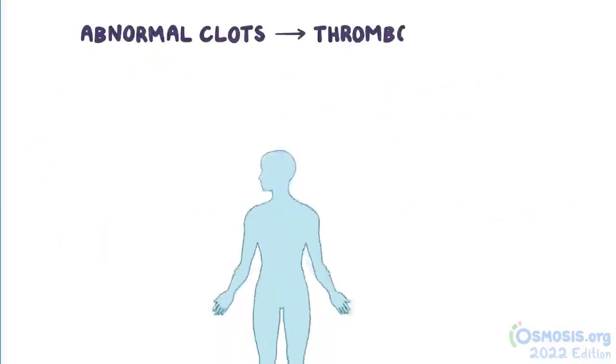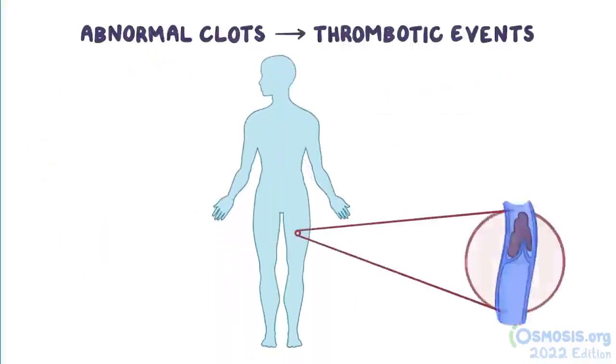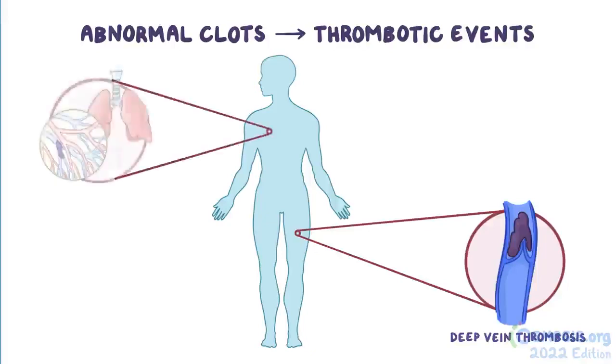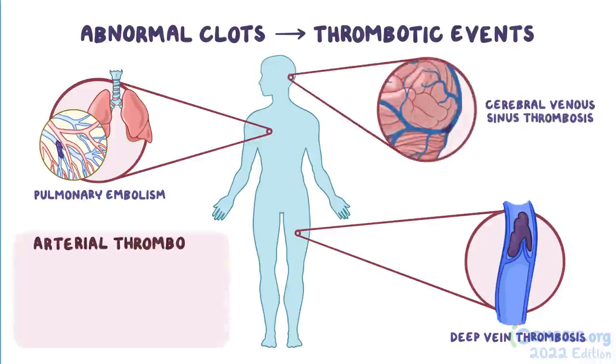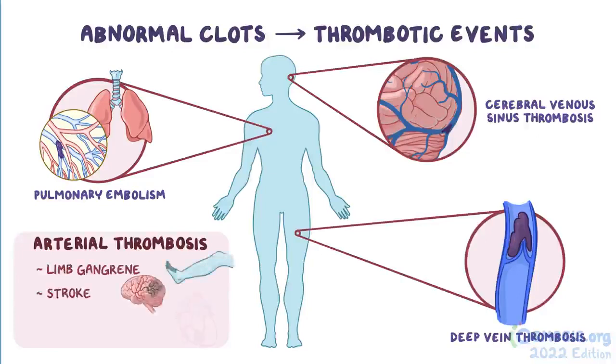Now, the widespread formation of abnormal clots can lead to life-threatening thrombotic events, which are most often venous, causing deep vein thrombosis. Sometimes, this thrombus can break down, and part of the thrombus, also known as emboli, can lodge into the pulmonary circulation, leading to pulmonary embolism, which is often life-threatening. Thrombus can also develop in cerebral veins, leading to cerebral venous sinus thrombosis. Compared to venous thrombosis, arterial thrombosis is less frequent. Arterial thrombosis can block the arteries supplying limbs, causing limb gangrene, or brain, causing stroke, or heart, causing myocardial infarction.